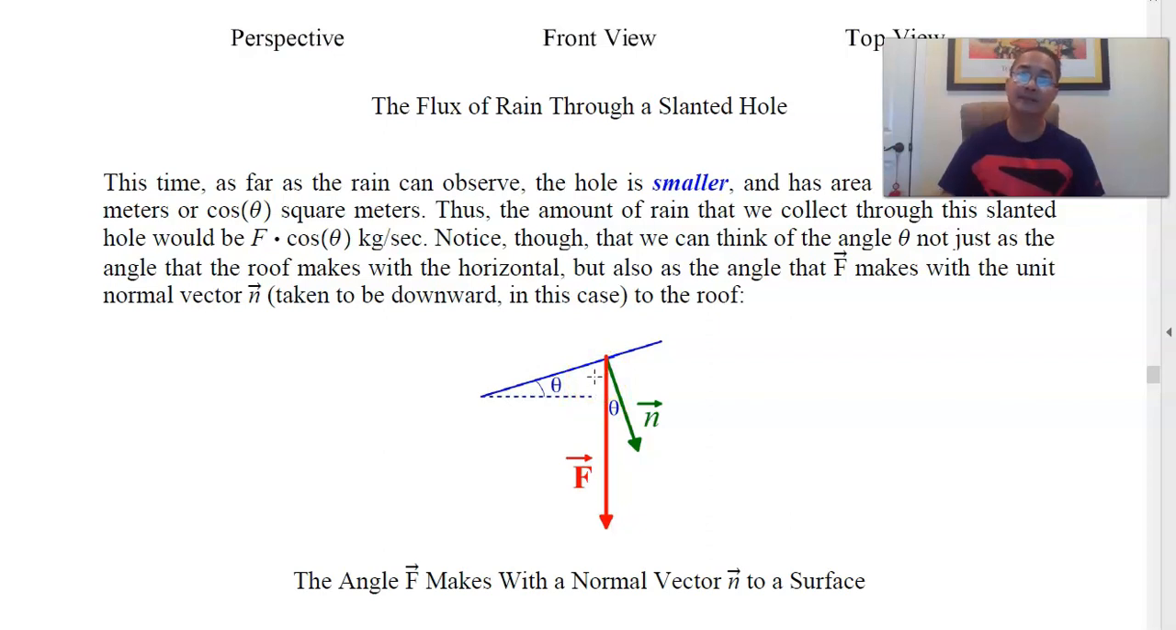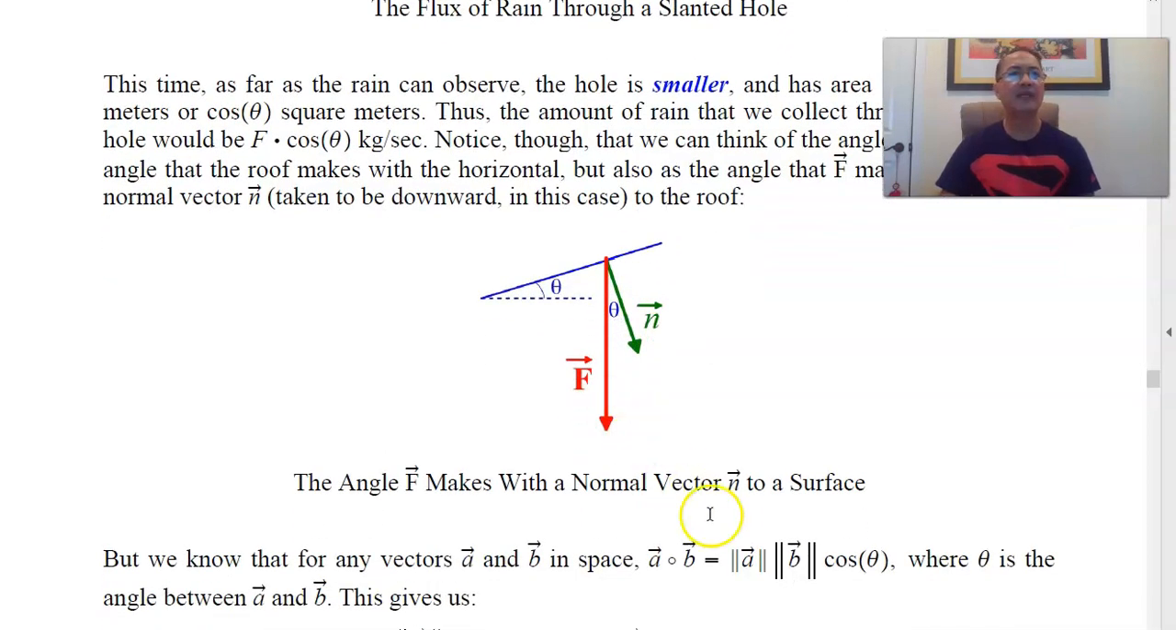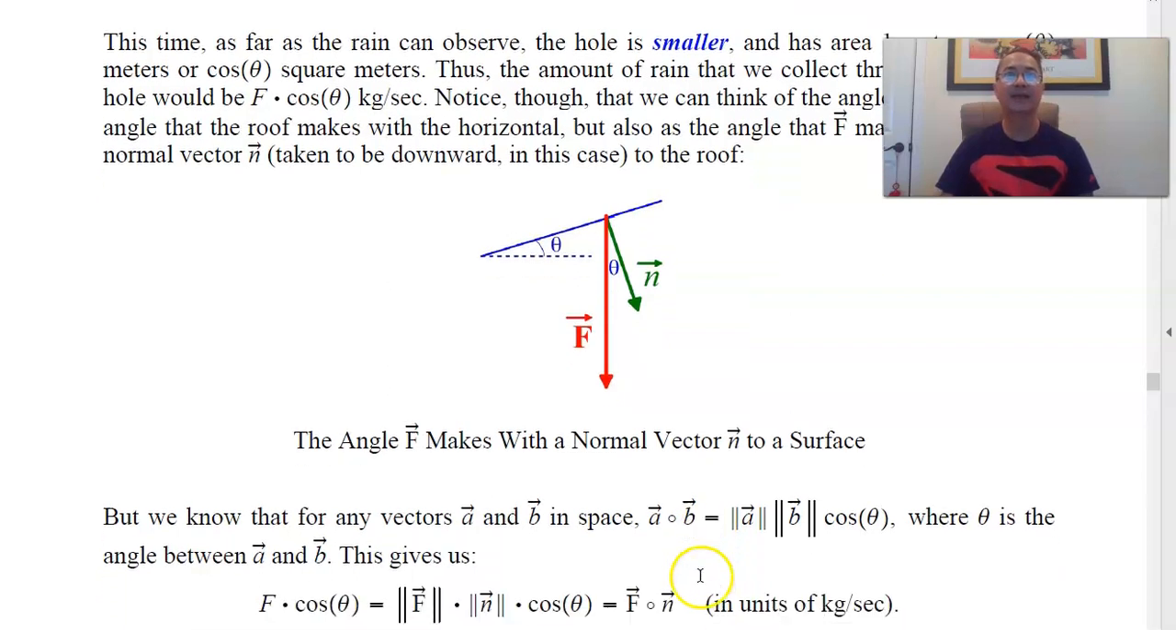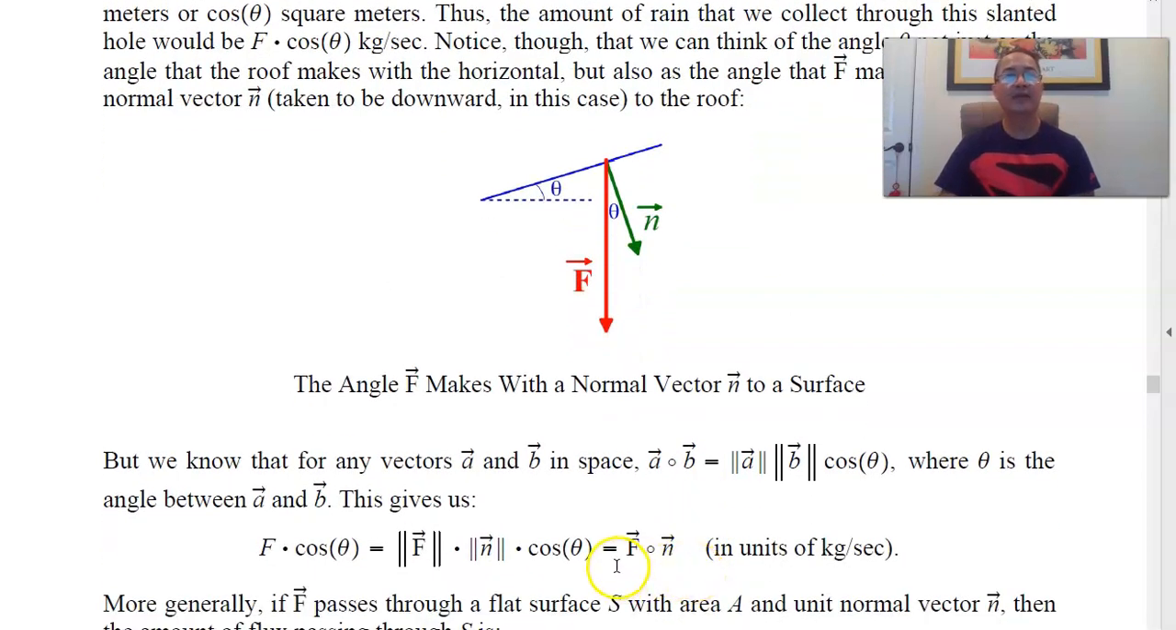But wait a minute. This is also a right angle, so this angle here is the complement of theta. Ooh, we're back to theta. So that angle really is theta. F is making an angle of theta with respect to the normal vector to that hole. So, where have we seen cosine theta before? Dot product.